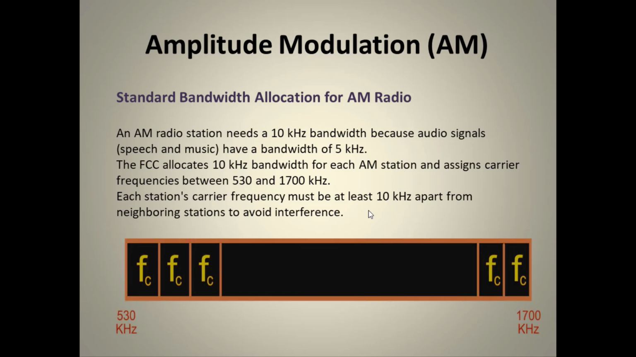As we can see, this is the distribution of frequencies from 530 kilohertz to 1700 kilohertz. Every station is allocated a carrier frequency, and they get a bandwidth of 10 kilohertz. So this is what we have in case of AM radio.